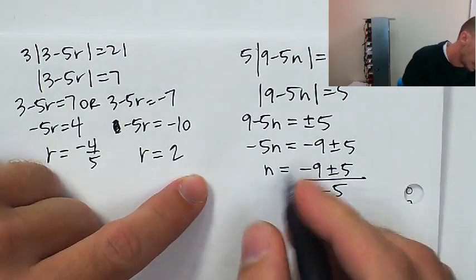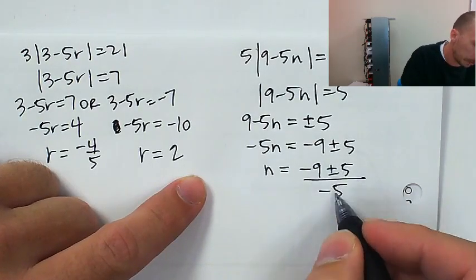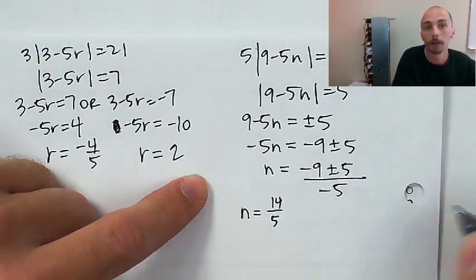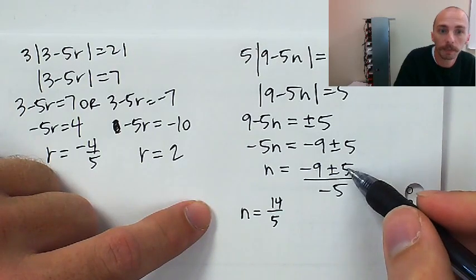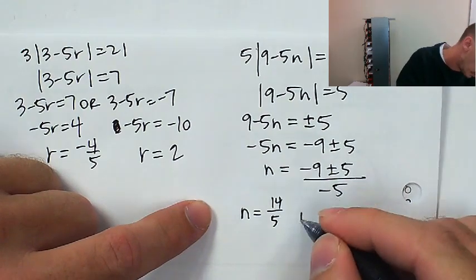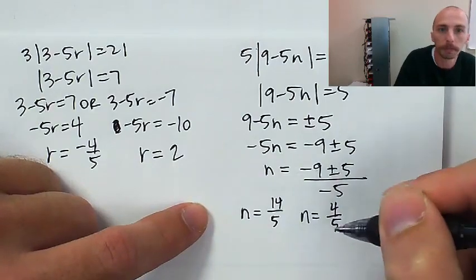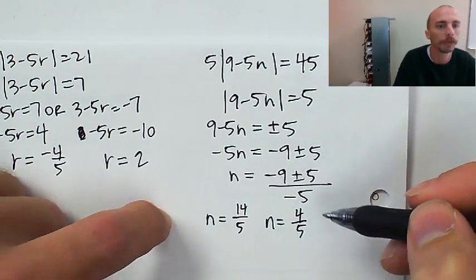But what we can do is we can say negative 9 minus 5 would be negative 14 over negative 5. N could be 14 over 5 because negative over negative is positive. Or if this was plus, I'd have negative 9 plus 5 is negative 4 over negative 5. That would be where n is 4/5, right? You can do this. You can do the plus minus thing if you like, right? Some people, that's how they solve absolute value equations.